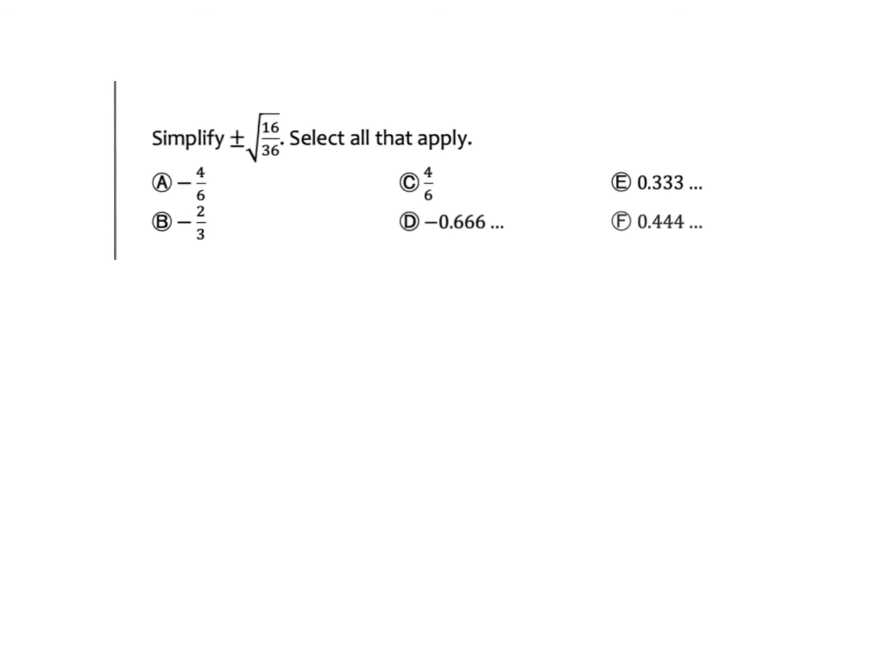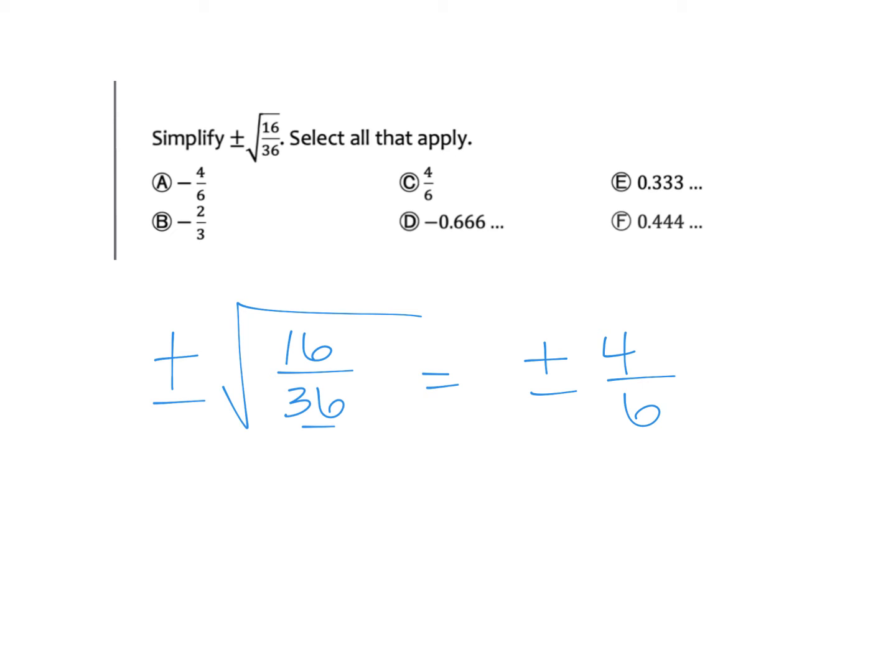All right, this one can be a little bit tricky. So it says select all the answers that are correct. So let's kind of look at this one. Okay, so it's got the positive and negative sign, and then the square root of 16 over 36. Okay, well, I know it's going to be positive and negative. The square root of 16 is 4. The square root of 36 is 6. Okay, so I'm going to just kind of see which ones I see maybe work out. So I know positive 4/6 is an answer, so C, and negative 4/6.